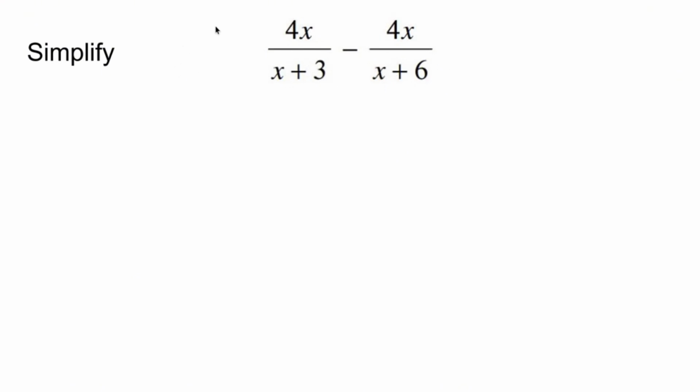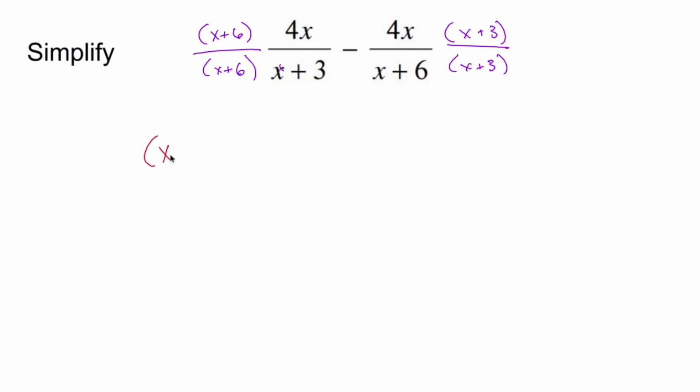So the way you fix that is you take that denominator right here and multiply the other fraction by the denominator over itself, x plus 3 over x plus 3. Similarly, you take this denominator over here and multiply that to x plus 6 over x plus 6. Now what you have is this. So let's actually write it out.